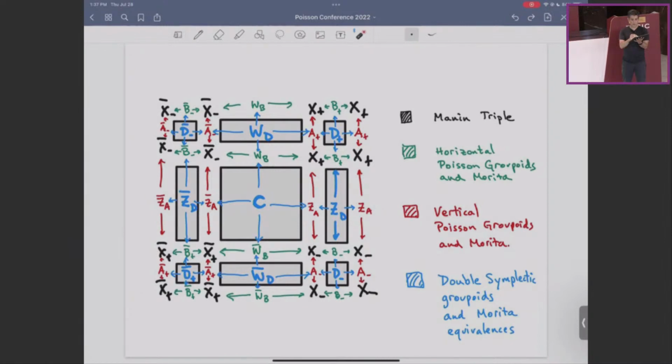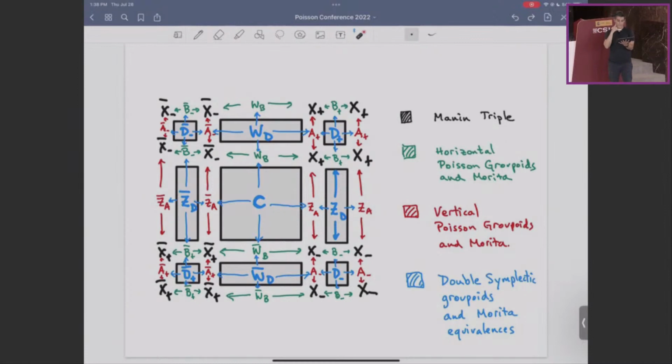So what we see is that the Poisson groupoids, A plus and A minus, on the top right and bottom right, are not symplectically Morita equivalent, but they're Poisson Morita equivalent. They're related by a Poisson bibundle, ZA. And then the ZA has an integration, which is the ZD. That's a symplectic groupoid over ZA, but it's also a Morita equivalence between B plus and B minus, the Poisson groupoids of the sides of the D plus and D minus.